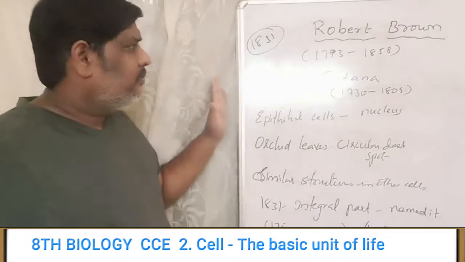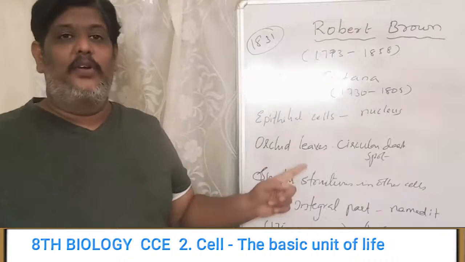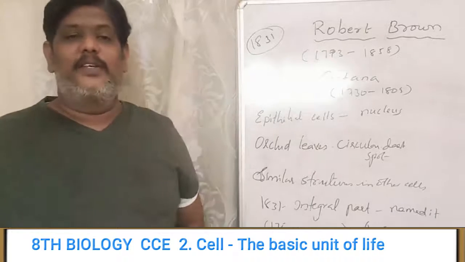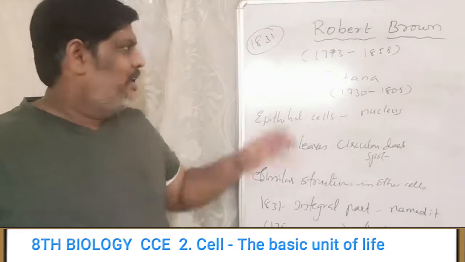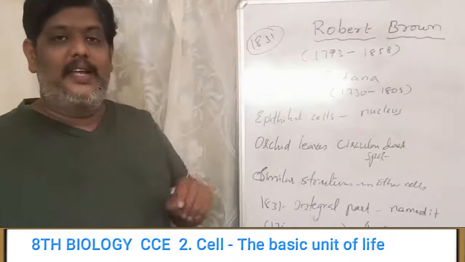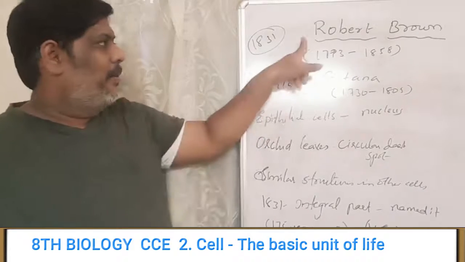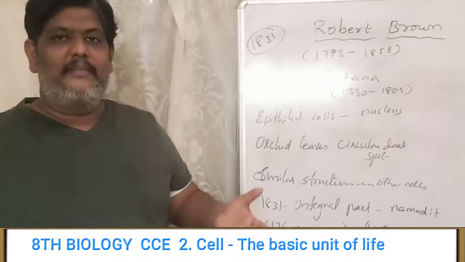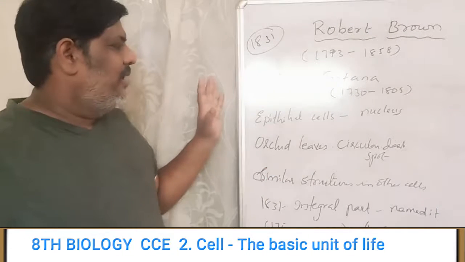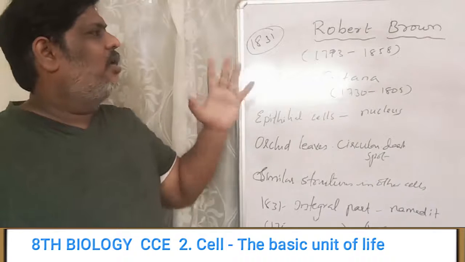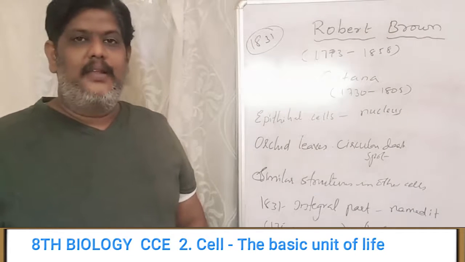So remember children, Robert Brown is the one who discovered the nucleus. Robert Hooke is the person who discovered the cell. Is it clear? Robert Hooke discovered the cell in dead cork. Robert Brown discovered the nucleus in orchid leaves. This is how a great contribution was given by Robert Brown to cell biology.